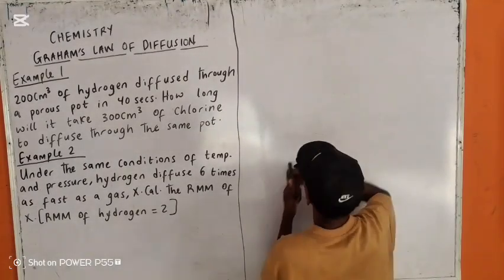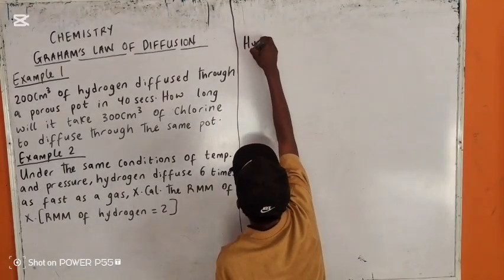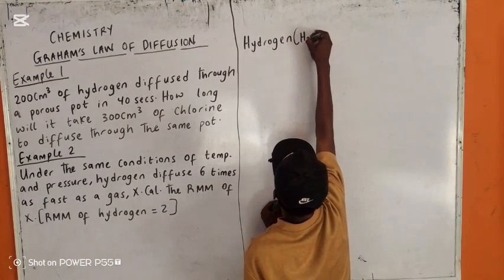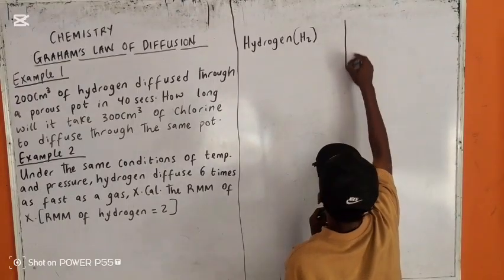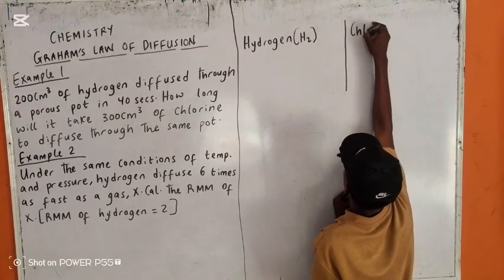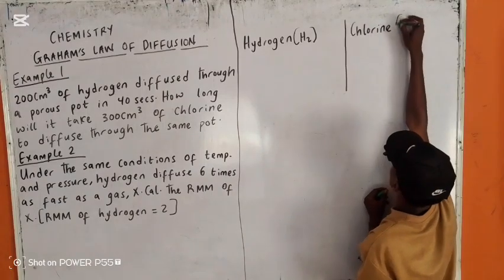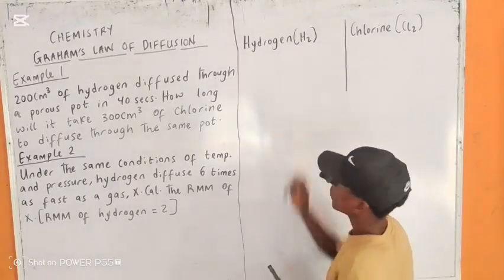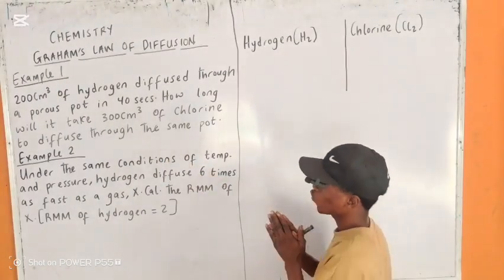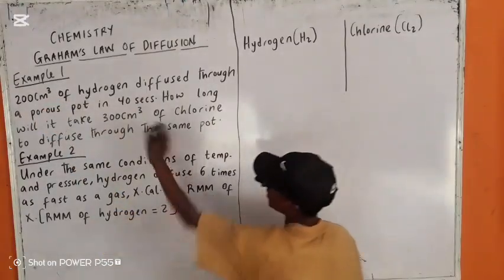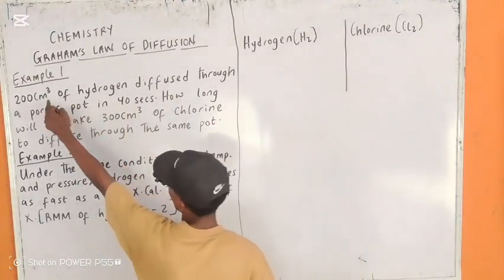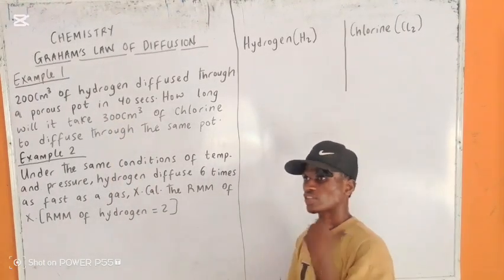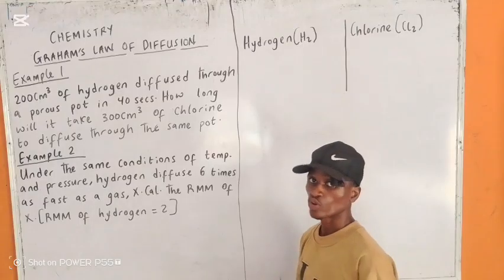We have two gases: hydrogen, which is diatomic in nature, H2, and chlorine, which is also diatomic in nature. For hydrogen here, we can see from the question that we have volume and we have time. So it means we are using the formula that relates volume, time, and molecular mass.